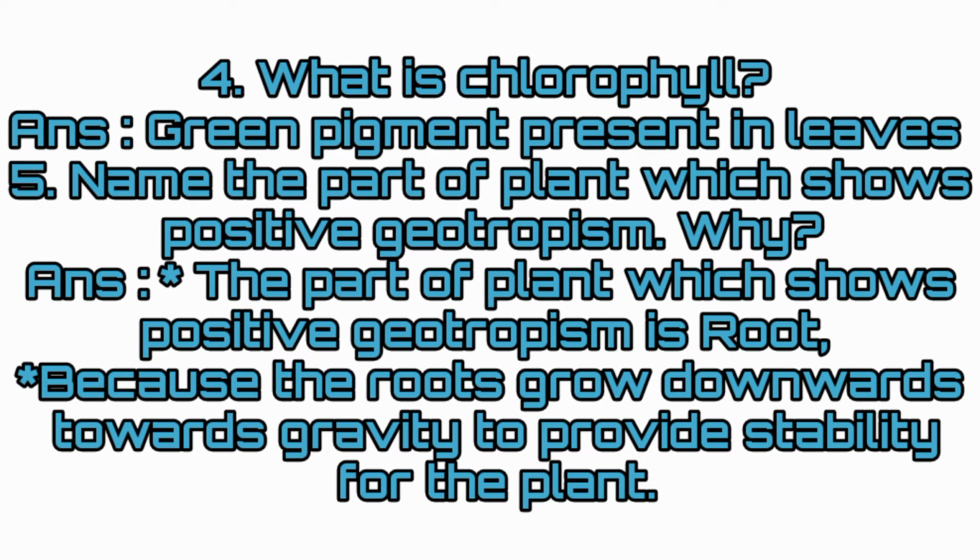What is chlorophyll? Green pigment present in leaves is called chlorophyll. Name the part of a plant which shows positive geotropism. Why? The part of the plant which shows positive geotropism is the root, because the roots grow downwards towards gravity to provide stability for the plant.